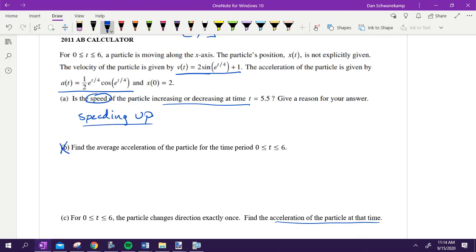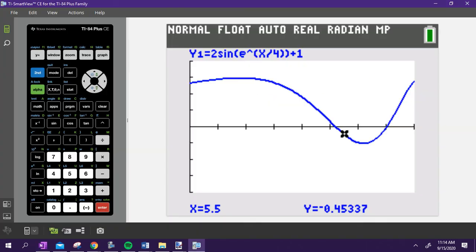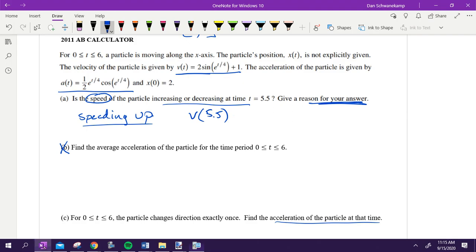To justify whether you're speeding up or slowing down, you need to look at velocity. Okay, we need to find V at 5.5. Just in general, what is the velocity going to be at 5.5? Is velocity going to be positive or negative based off of this velocity graph? Negative. I'm below the x-axis. In fact, I found it. It's this negative 0.453 number. So velocity is negative 0.453.